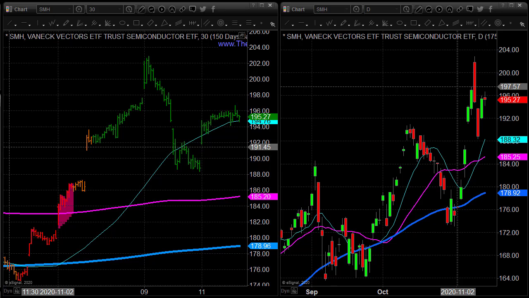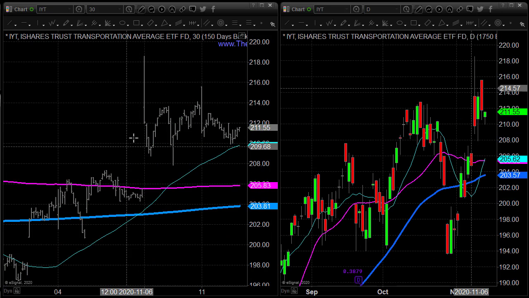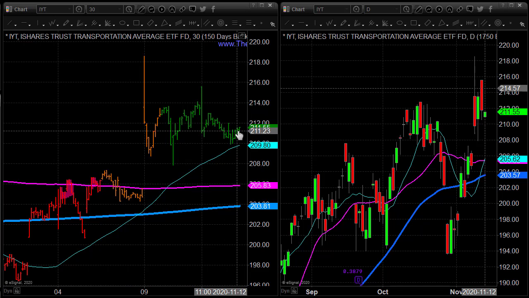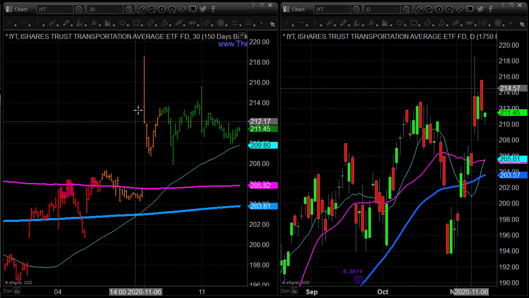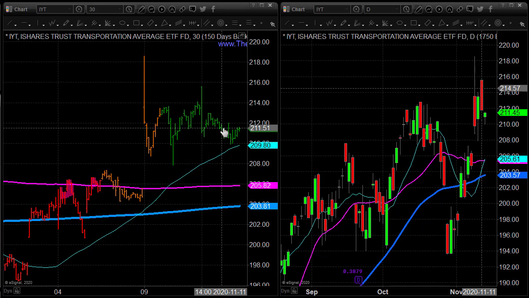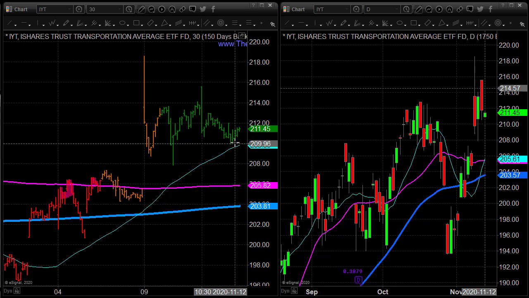Let's take a look at the transportation index. Transportation index gapped higher. It's been holding up fairly well. The transportation, the Dow, the Russell 2000 small caps, they all have a very similar chart where they've pulled back from the highs, they're consolidating. They're actually holding up very nicely. They're above the 5-day, and they are leading this market at this point. They're doing very, very well.